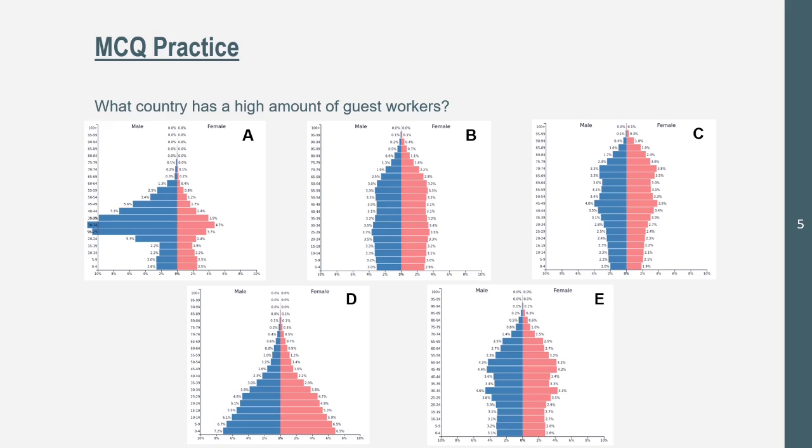Multiple choice question practice. What country has a high amount of guest workers? There's only one population pyramid that has a high amount of guest workers.